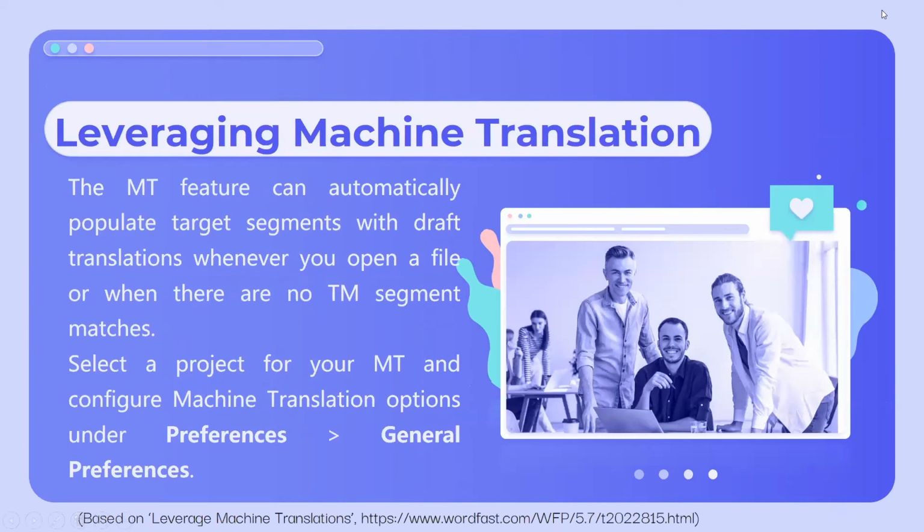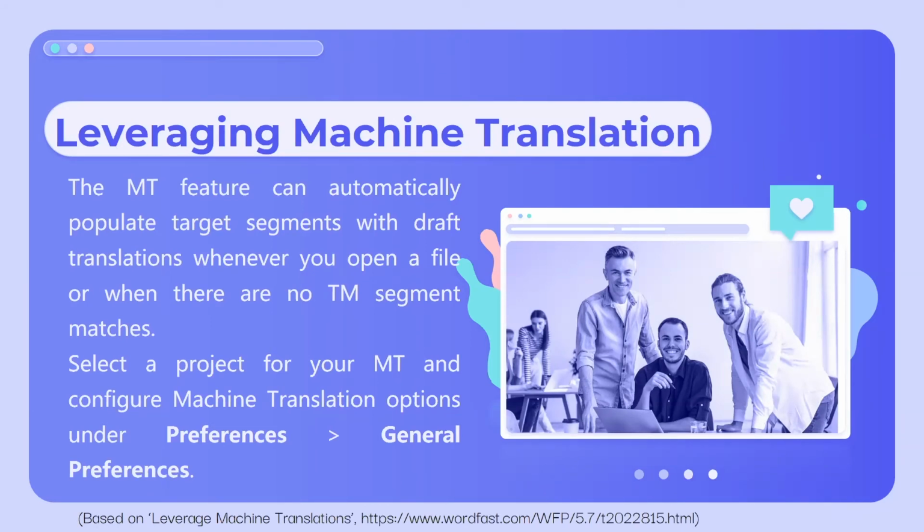Also, we can make use of the machine translation component. This feature can automatically populate target segments with draft translations whenever we open a file or when there are no translation memory segment matches. So when we open a file, there will be some draft translation finished by machine translation. In this way, we don't have to work on every segment from scratch.